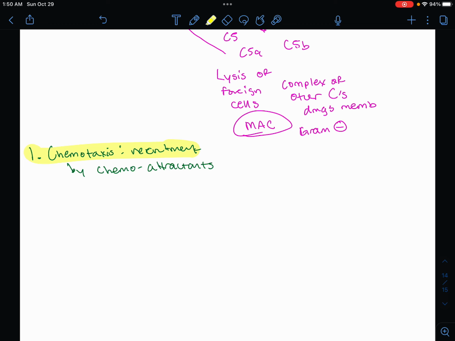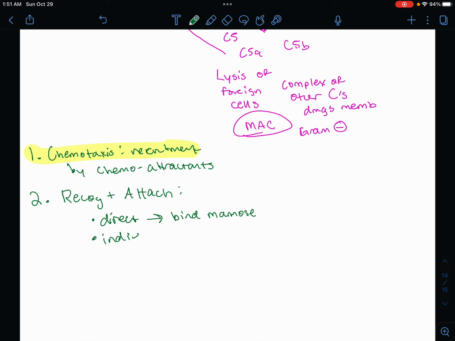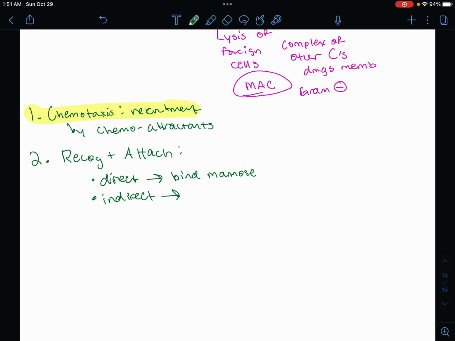Okay, step 1. Step 2 would be recognition and attachment. This is where the direct attachment, which is going to be, you write these out, this is going to be using mannose binding to the receptors, or indirect, which is going to be binding to opsonins.